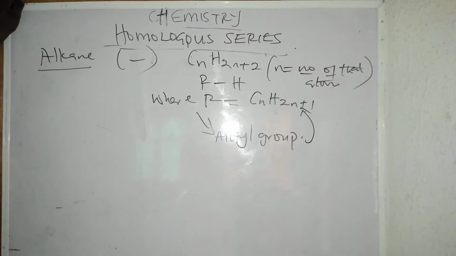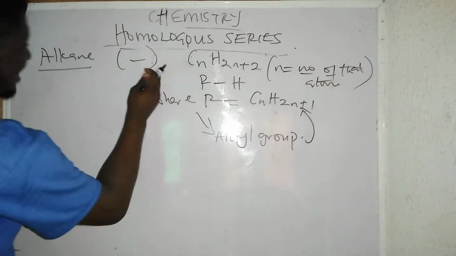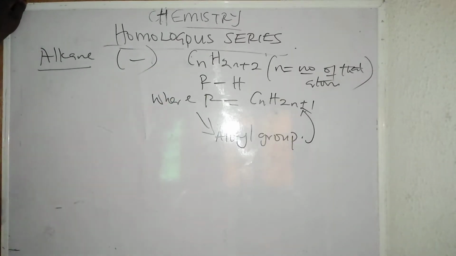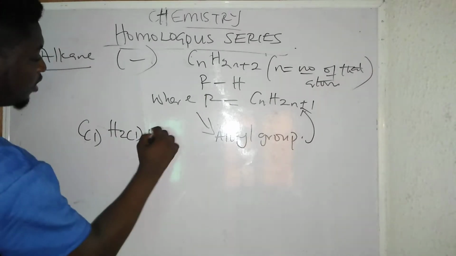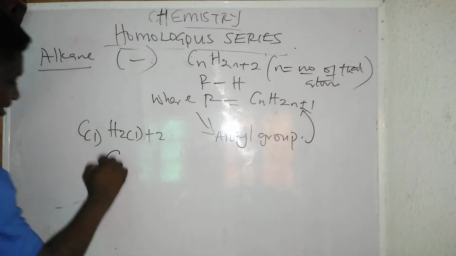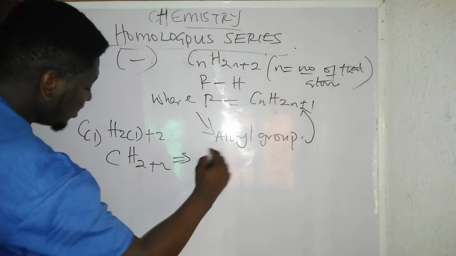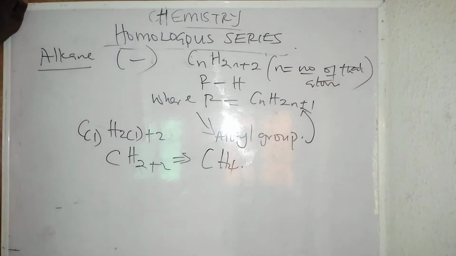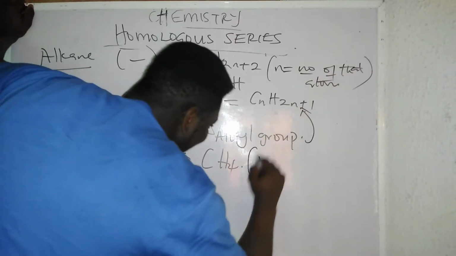So let's say for carbon we have 1. To get the structure in that situation, we have C1H2(1)+2, which gives us CH4. So we can say that the first member of the alkane family, or homologous series of the alkane family, is known as methane.